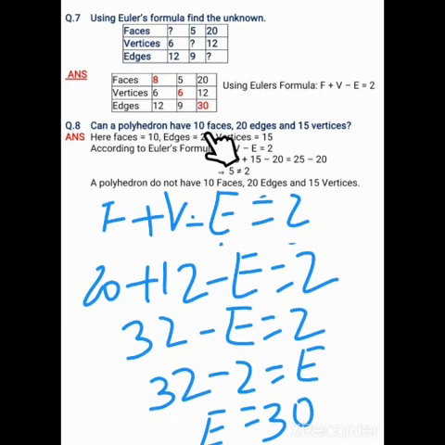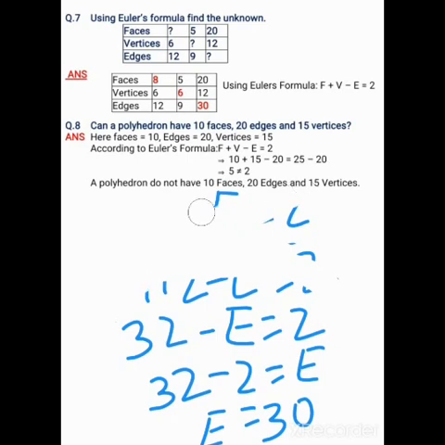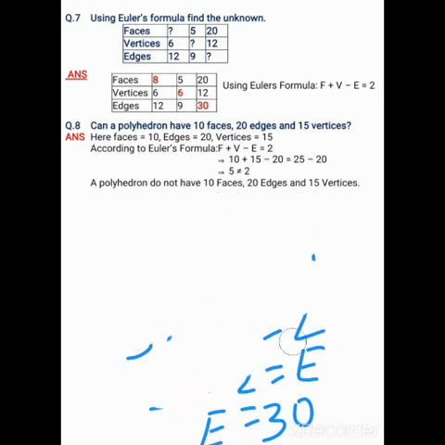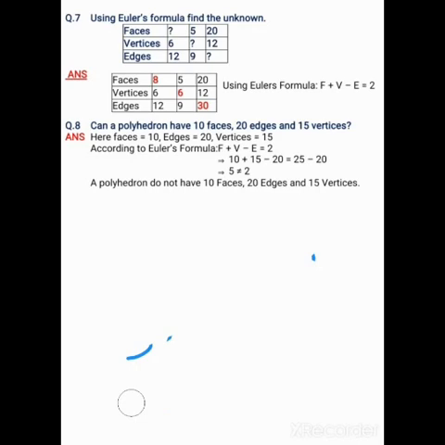Now question number 8. Can a polyhedron have 10 faces, 20 edges and 15 vertices? Here faces equal to 10 is given, E equal to 20 and vertices equal to 15. According to Euler's formula, again we put the values of faces 10, vertices 15 and edges 20. So 10 plus 15, 25. 25 minus 20 is 5. And 5 is not equal to 2. So this is not a polyhedron. So our answer is a polyhedron does not have 10 faces, 20 edges and 15 vertices.